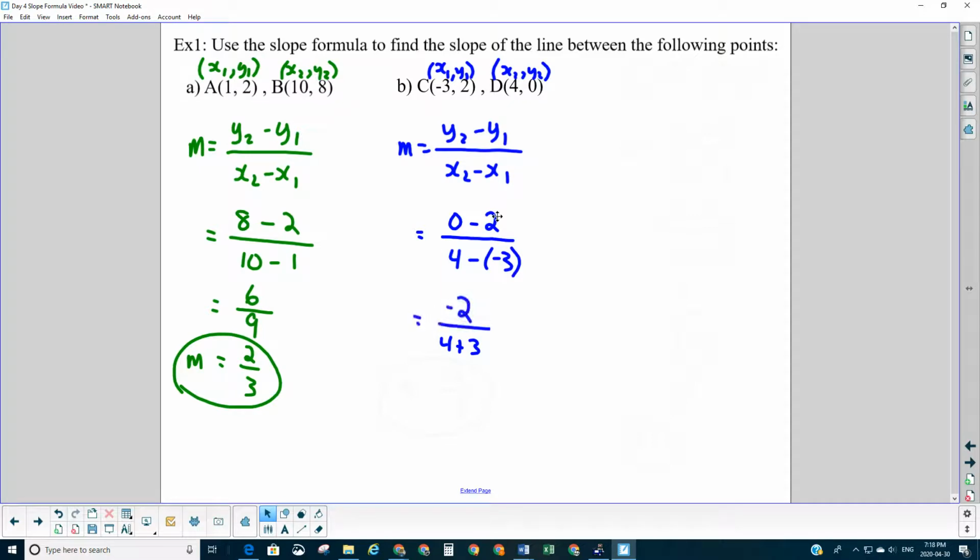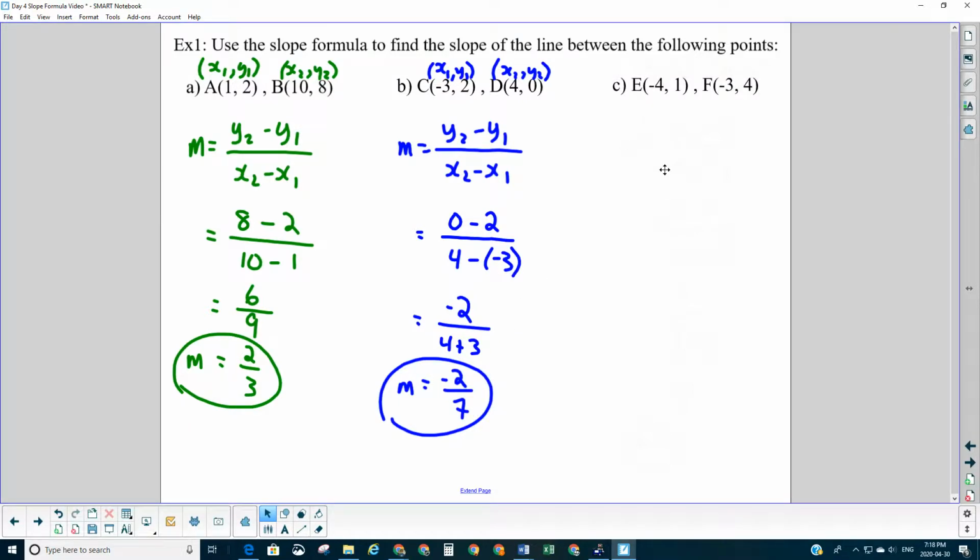Now the top is easy, 0, subtract 2 gets us into the negatives, and we get negative 2. But the bottom is the one that some people get slipped up with. So 4 minus negative 3 is 7. You are 7 spots away between these x's. And then the slope formula gives us negative 2 over 7. And this graph then must be going down. So it starts at (negative 3, 2), and it goes down to (4, 0). Okay? All right, let's do another one.